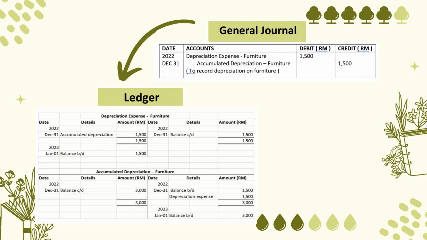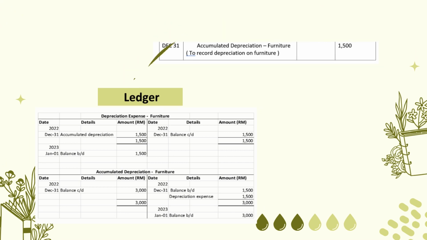Okay, next for the accumulated depreciation, on the credit side we will record the balance BD, which we get from the trial balance as the beginning balance of the accumulated depreciation, and then we record the depreciation expense 1,500 as we calculated just now. So we need to balance both sides of the debit and credit. So we get the balance BD is 3,000.